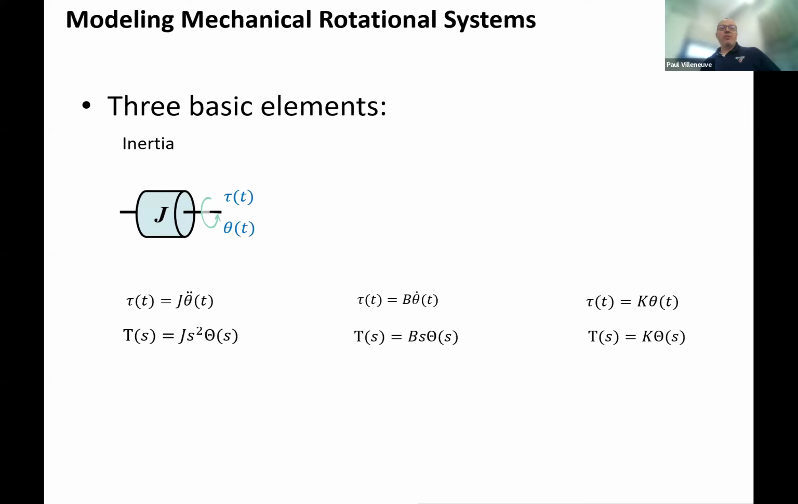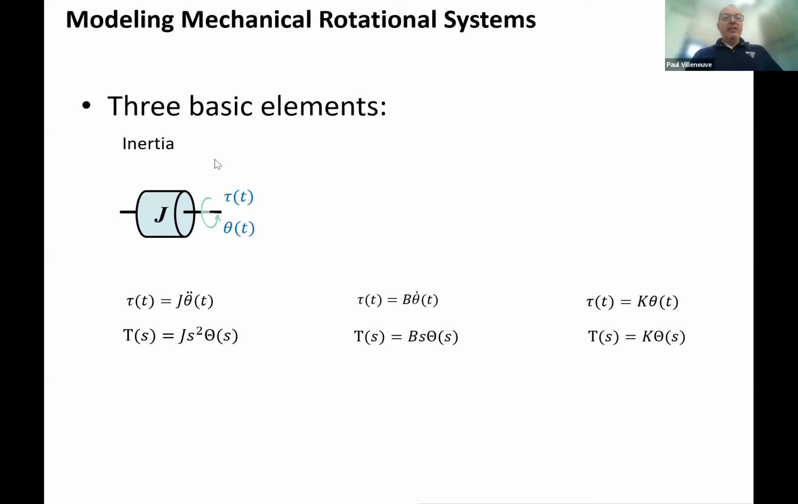So the first one we'll start off with is inertia, and we have a rotating mass that is going to be accelerated. As we accelerate the object, what we end up finding is that it takes a lot of energy to get that mass rotating. Once it's rotating, then you don't need as much energy to keep doing that.